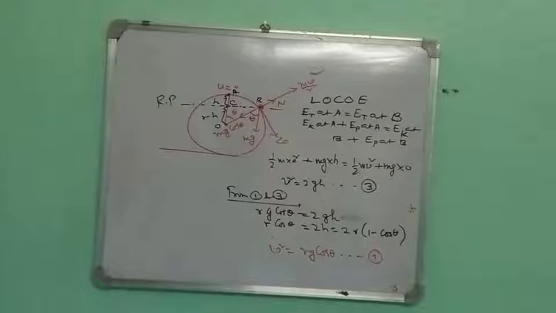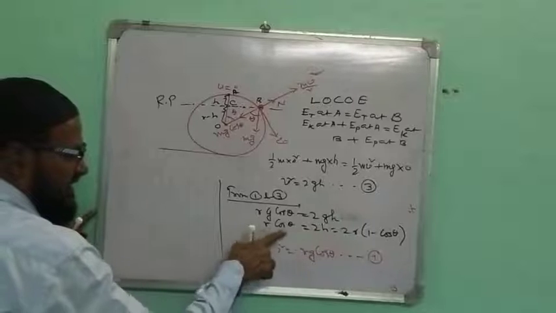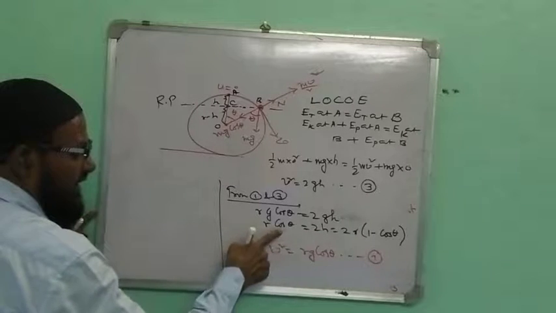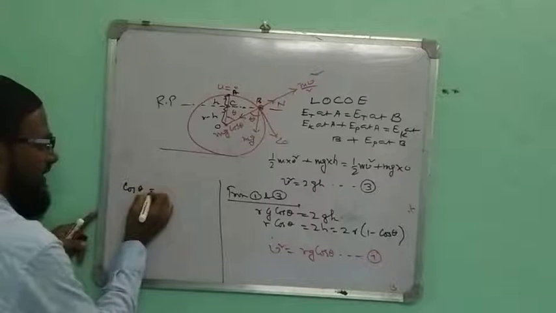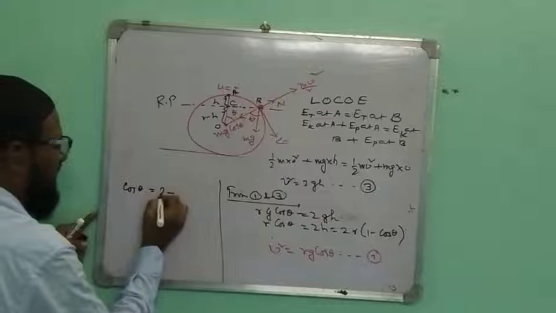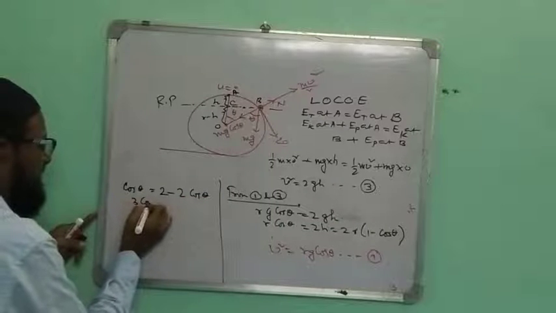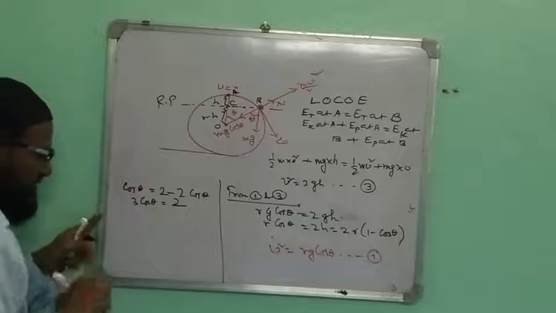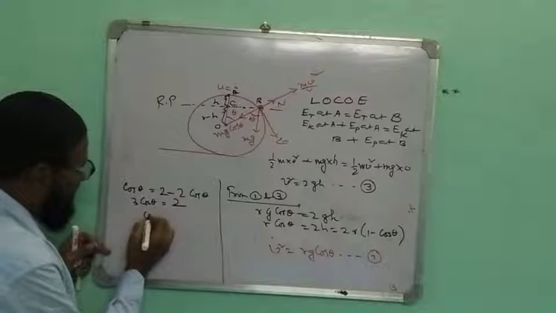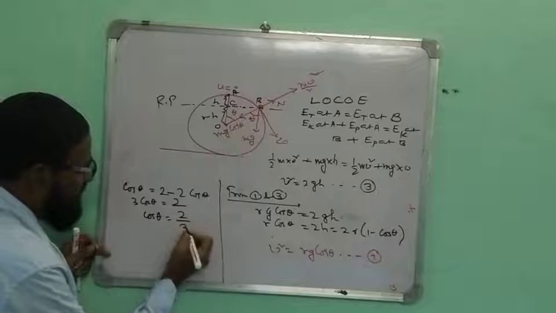In this case, R cos theta equal to 2R minus 2R cos theta. From here, 3 cos theta equal to 2. So cos theta equal to 2 by 3.